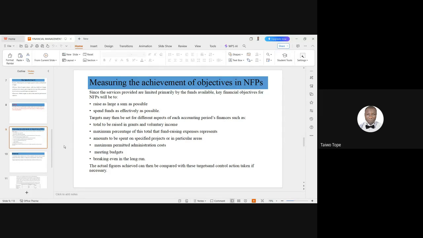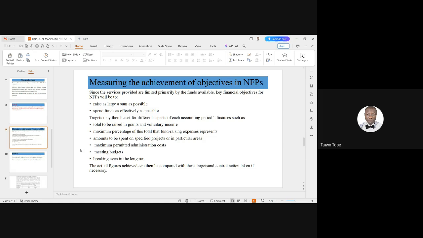So how do we measure the achievements? Measuring the achievements of objectives in not-for-profit making organizations. Since the services provided are limited primarily by the funds available, key financial objectives for not-for-profit making organizations will be to raise as large a sum as possible, to raise money to any extent. That would be their financial objectives, and they spend funds as effectively as possible. These are their financial objectives, even though that is not the key, that is not the main aim.